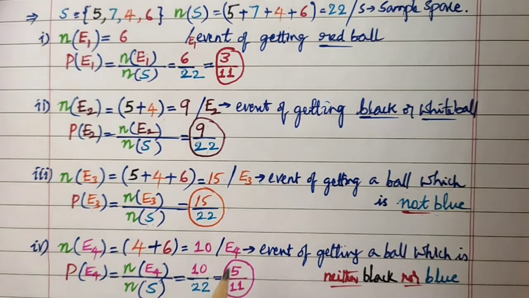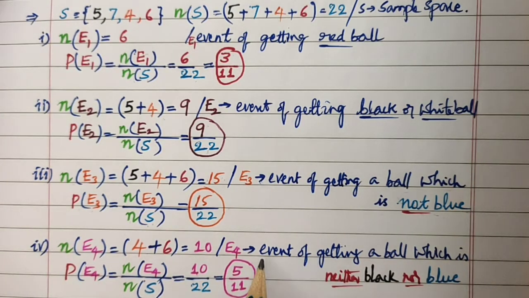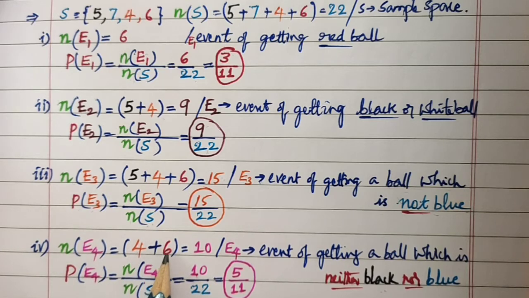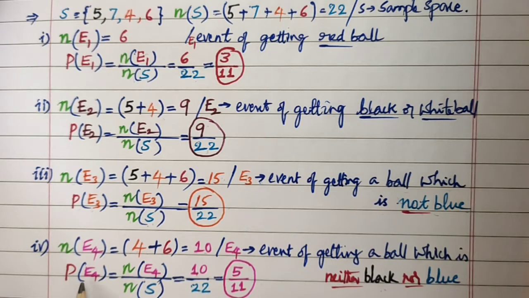The fourth one, E4, is the event of getting a ball which is neither black nor blue. So not getting black or blue means getting the others, white and red. The number of white and red balls is 4 plus 6, that is 10. n of E4 is 10. The probability of getting neither black nor blue is n of E4 by n of S, that is equal to 10 by 22, that is equal to 5 by 11.